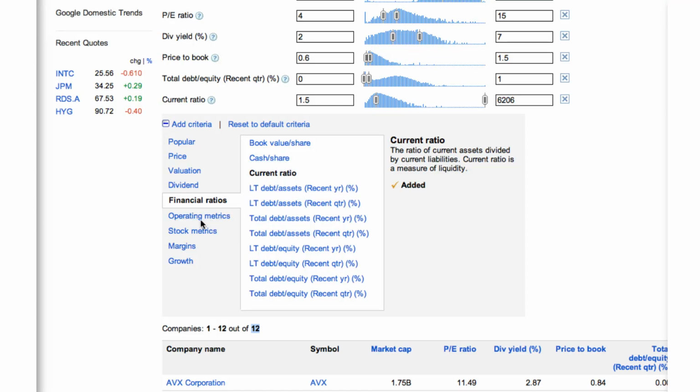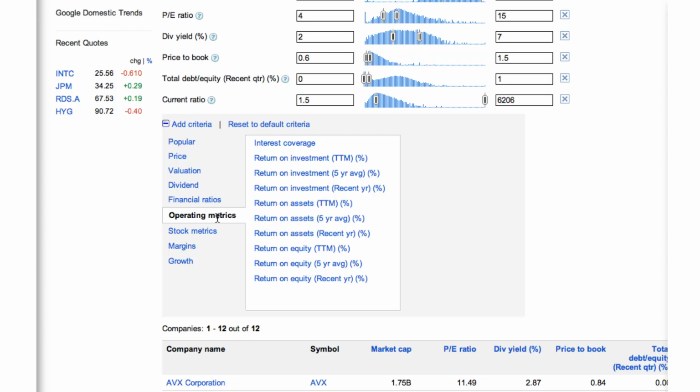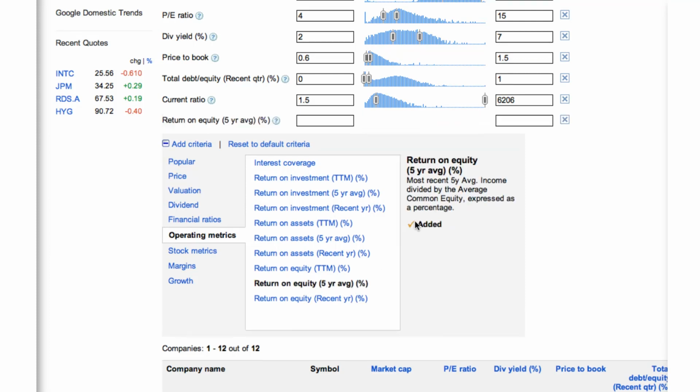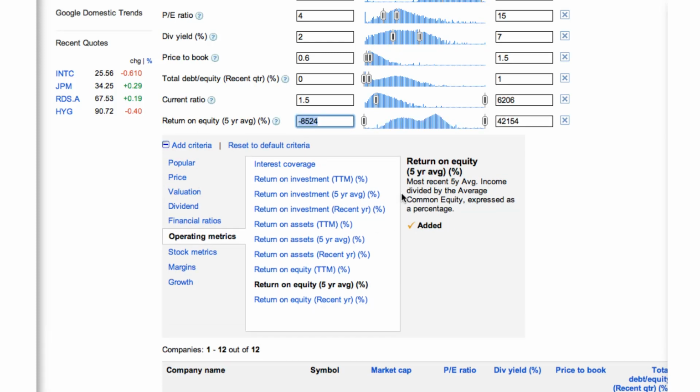So let's go to the next tab here, some operating metrics. As you know, I'm a huge fan of return on equity. Return on equity 5-year average is something I would really like to see, because that's going to show me a company that has consistently been able to reinvest their money, and they've been able to do it over a long period of time. So that's something we're looking for here.